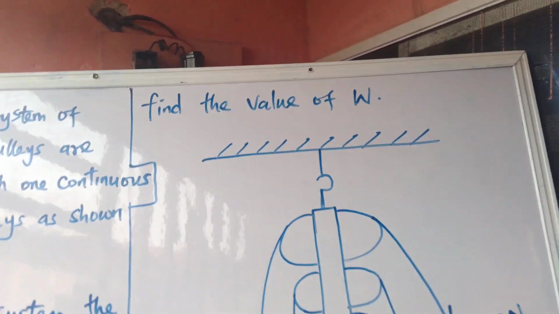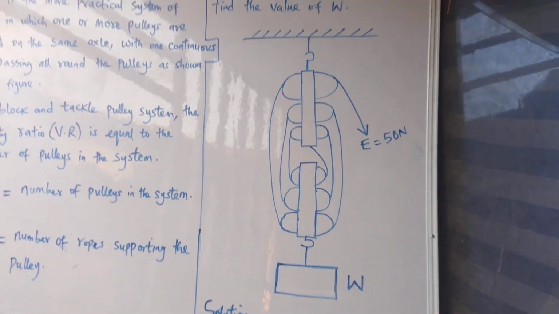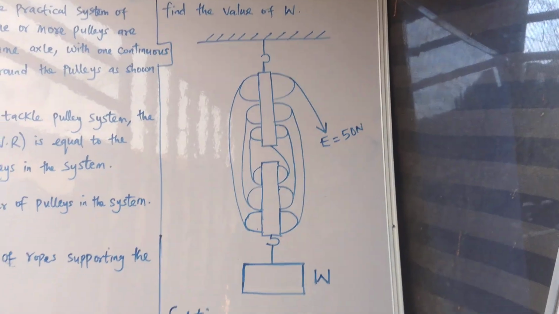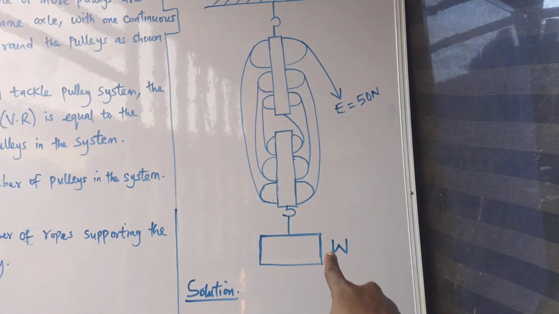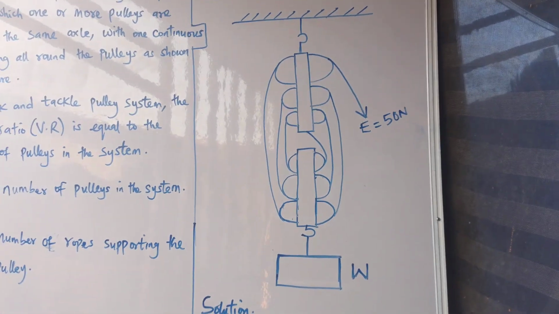Find the value of W. So this is the diagram given to us in that question, and we are asked to find the value of W. W shows us the weight of that box, the box that is attached there. The weight of the box is the load.